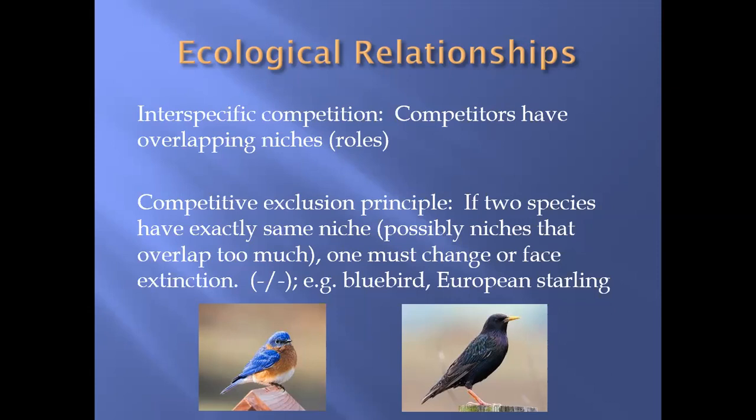A good example of this is the bluebird, which we have in North America, and the European starling, which was introduced from Europe. These birds use exactly the same nesting sites. They like to find holes in trees. The European starling came in and started forcing the bluebirds out of their homes, and the bluebirds couldn't get enough to eat, couldn't find a place to nest, and so on. And so the bluebirds were almost pushed to the brink of extinction.